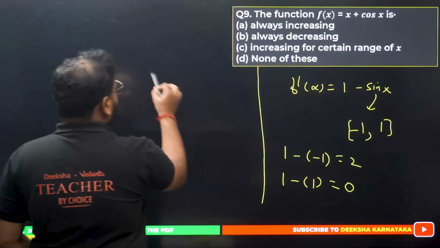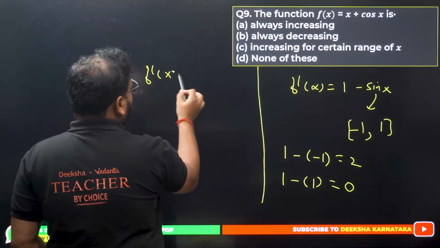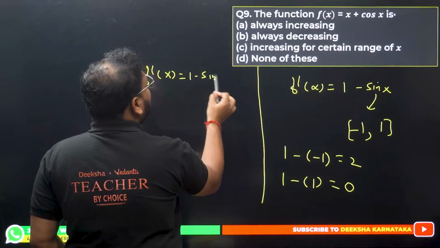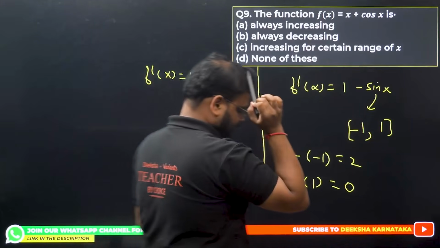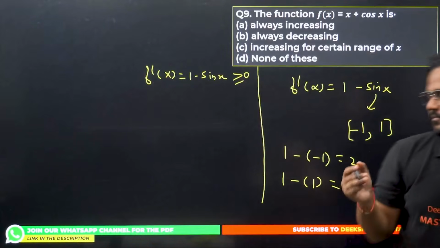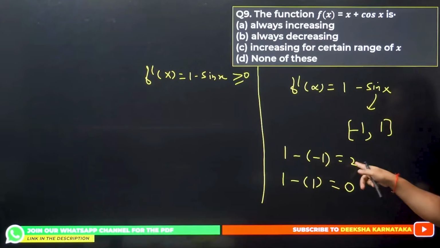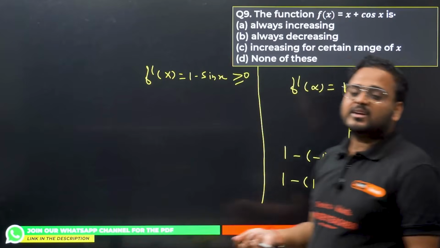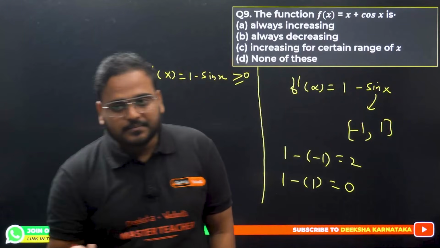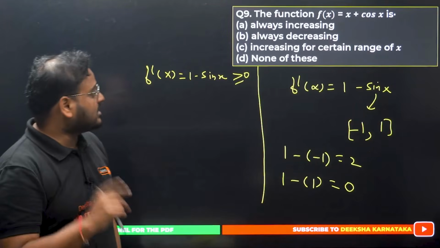Basically, f dash of x, which is given equal to 1 minus sin x, can either be greater than 0 or equal to 0. Think about it. If you put minus 1, you get the answer as 2. If you put the extreme value, which is 1, you get the answer as 0. So given function can either be positive or 0.